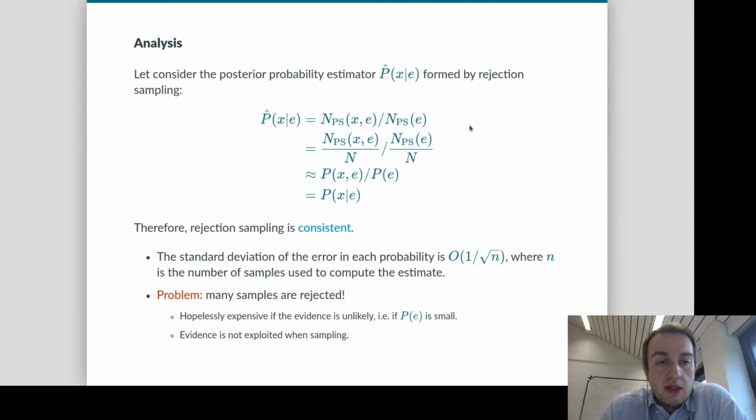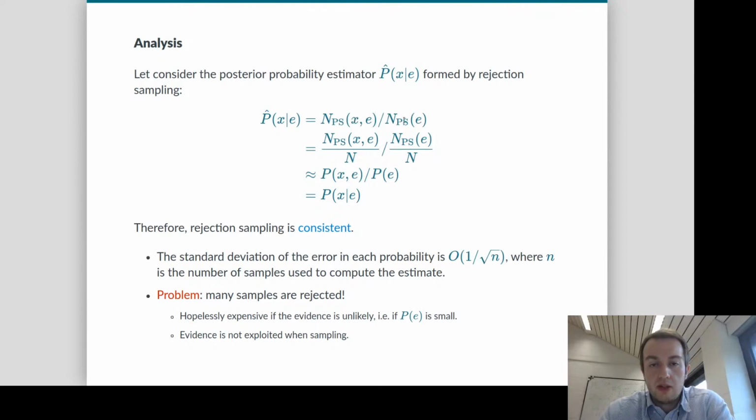Again, we can show that this algorithm makes sense. If you consider the posterior probability estimator p hat of x given e that we obtain by rejection sampling, there are a certain number ne of samples that you have generated for which the evidence is satisfied. Among those there are a certain number n of xne that correspond to the joint values x and e, the query and the evidence.